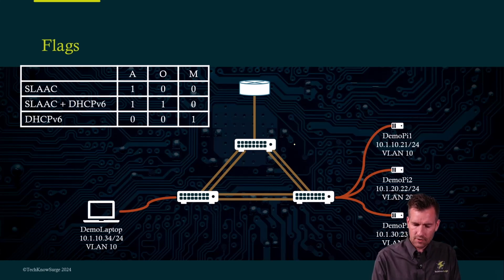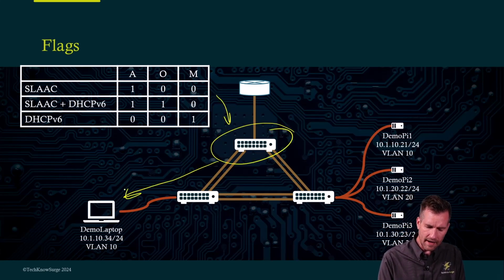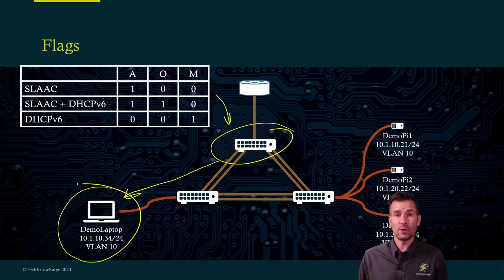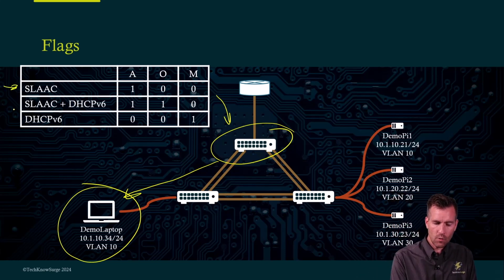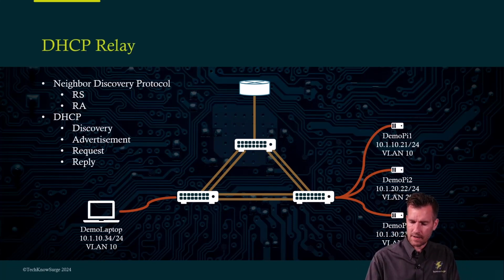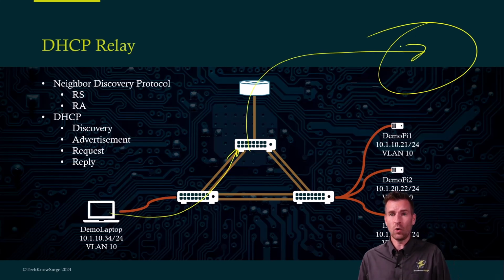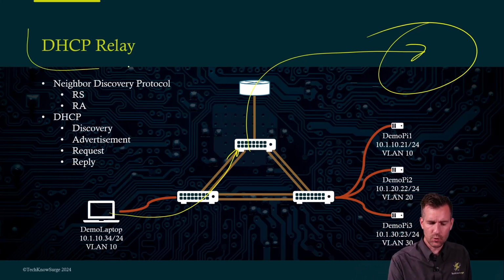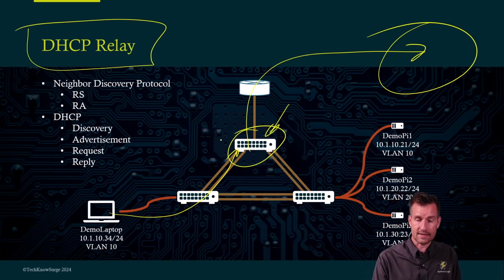We also configured the different flags on these devices so that way it could notify how these devices are supposed to get their IP version 6 address, whether through SLAAC, whether through SLAAC with DHCP version 6 or just DHCP version 6. Or perhaps our DHCP server is on another network and we need to forward DHCP requests onto a whole other network. Well, we do that through a DHCP relay. So we talked about how to configure that on our devices as well.